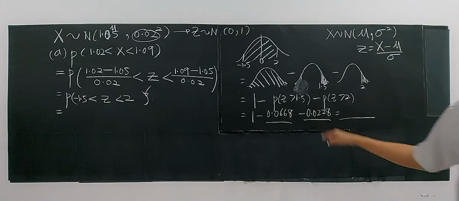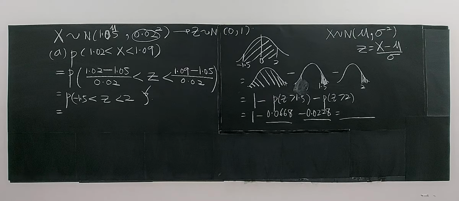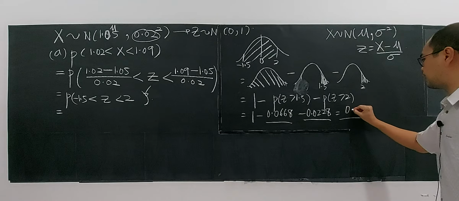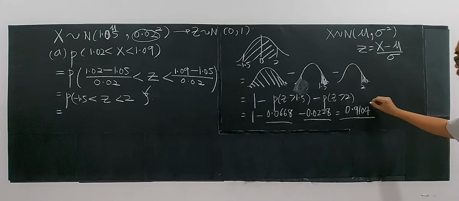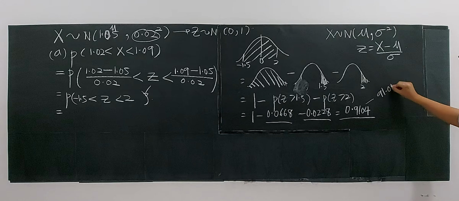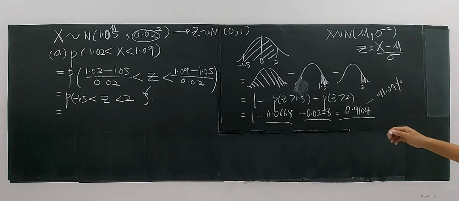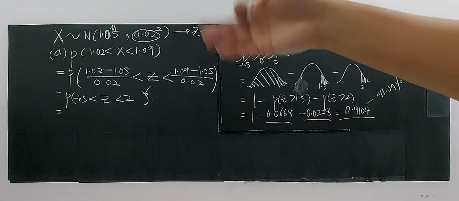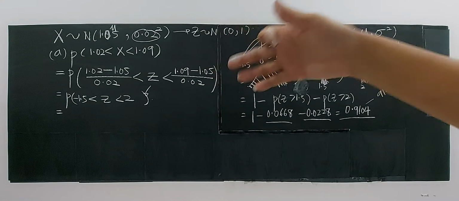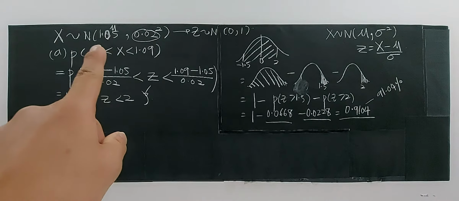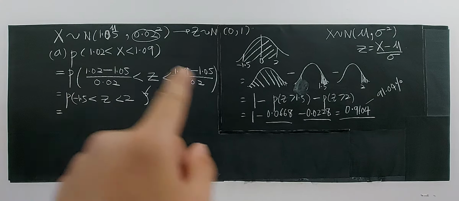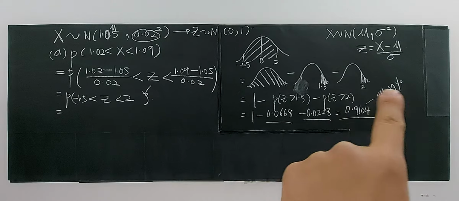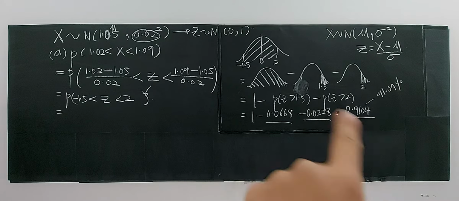Alright, by using calculator, if you subtract, you get the value of 0.9104. This is in probability, it's actually 91.04%. It means that all the paper produced by the machine, according to this question, have the mean of 1.05 millimeter.